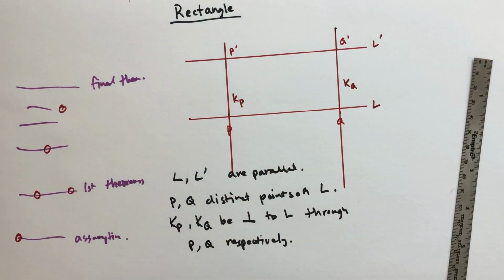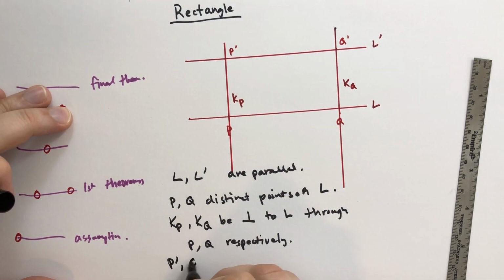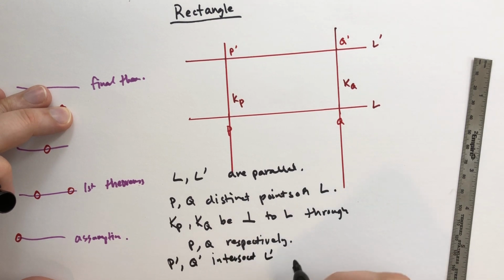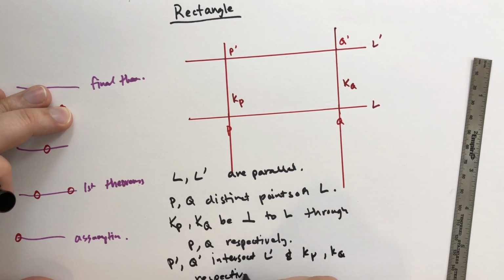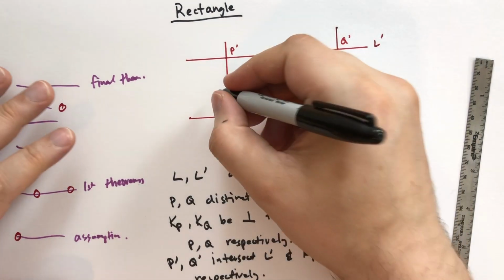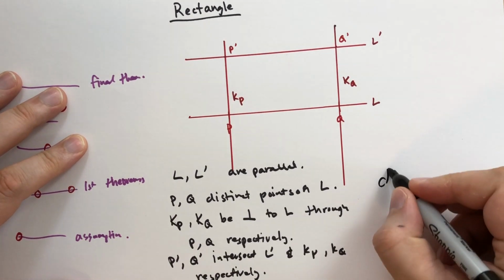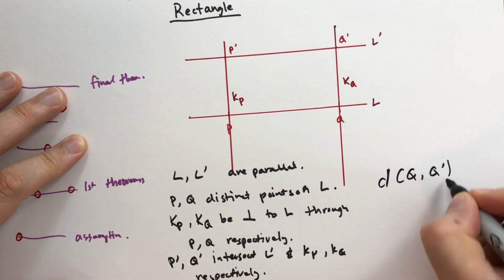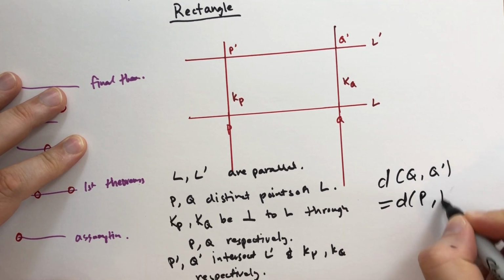And I could write that out for you. It's a lot of words. So then we have points P prime, Q prime, which are the intersections of L prime with KP and KQ respectively. So we have 4 points. The interesting conclusion that we have is that this distance, the distance from Q to Q prime, is exactly equal to the distance from P to P prime.